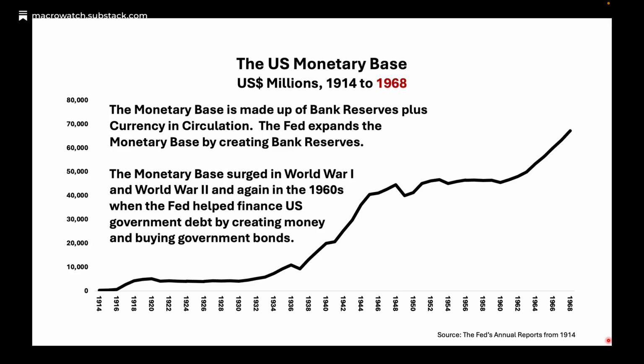The monetary base is made up of bank reserves plus currency in circulation. The Fed expands the monetary base by creating bank reserves. The monetary base surged in World War I and in World War II, and again in the 1960s when the Fed helped finance U.S. government debt by creating money and buying government bonds.